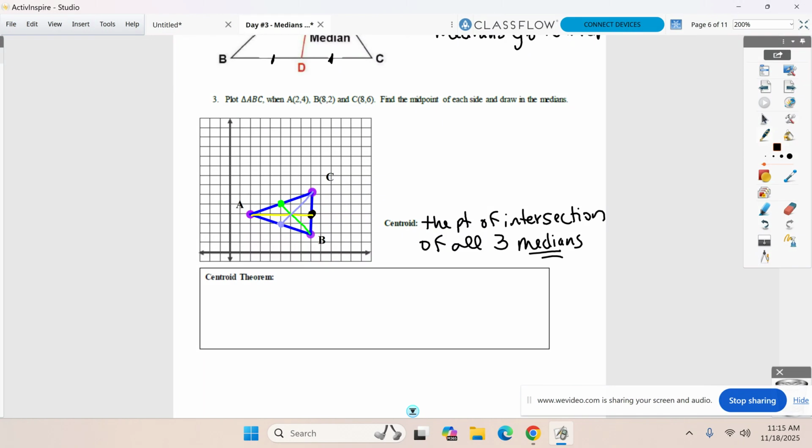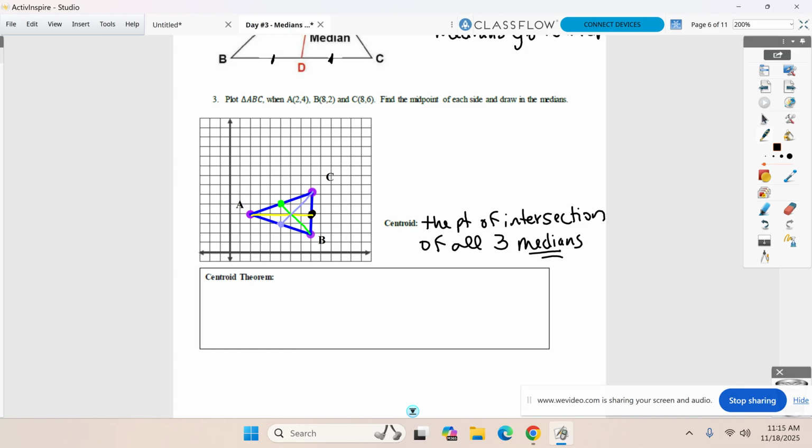So you have circumcenter, incenter, orthocenter, centroid now. And those are the 4 points of concurrency we're going to go over. And let's go back to the board. Quick recap of everything.